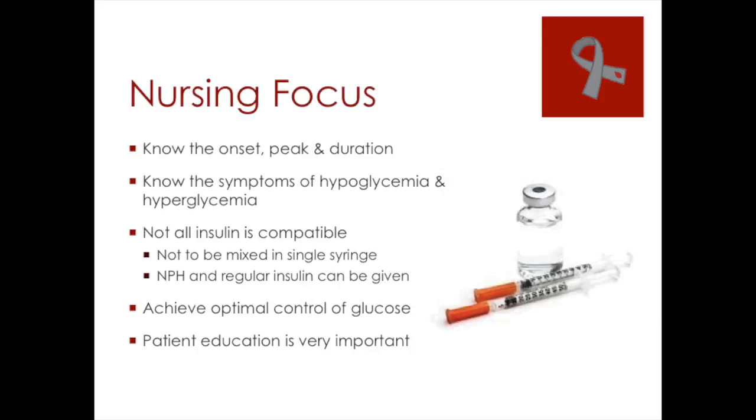As a nurse, it is important to know the onset, peak, and duration. It is important to understand the symptoms of hypoglycemia and hyperglycemia to prevent an adverse reaction. Not all insulins are compatible, so it is important to understand what insulins can be given at the same time. They are not to be mixed in a single syringe except for NPH and regular insulin. And it is important to remember to draw it up clear to cloudy: first regular insulin and then NPH. It is important to achieve optimal control of glucose. And patient education is very important because ultimately it is up to the patient to remain in control of their glucose levels.